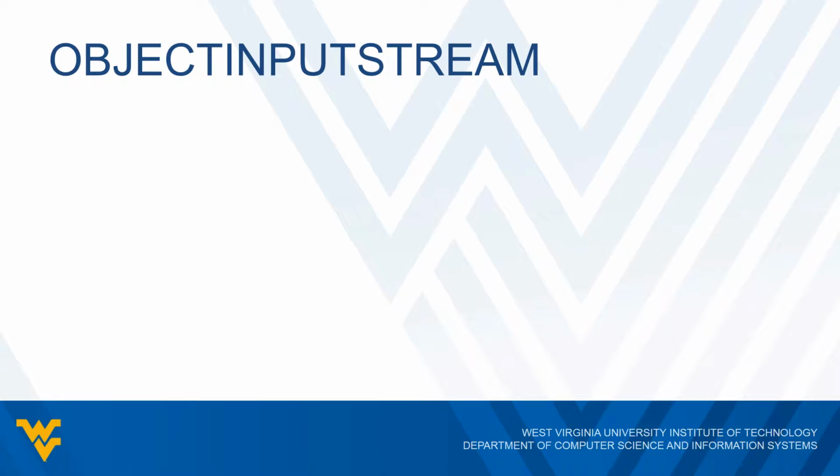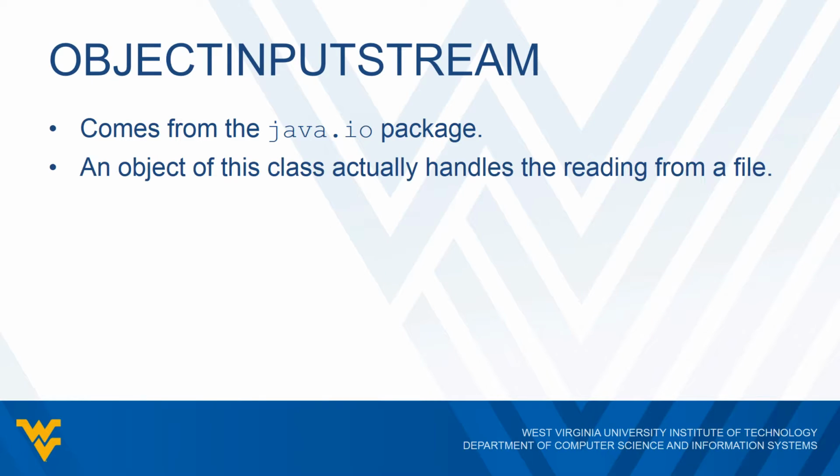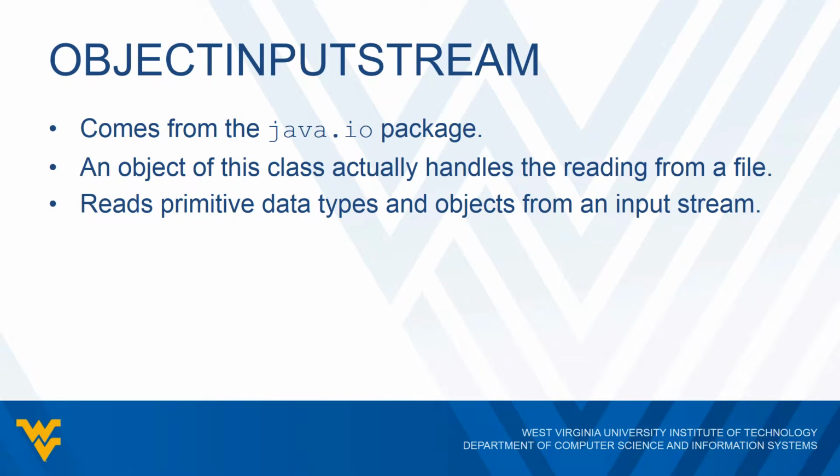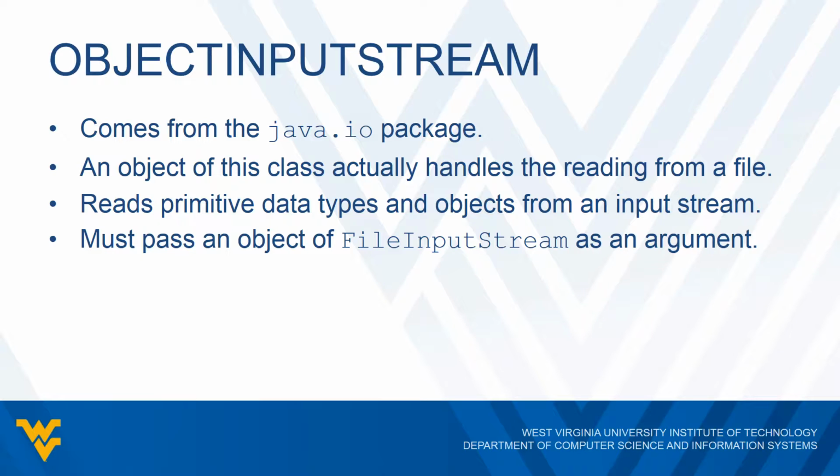So once again, this is just like the object output stream class, except we are going to be reading files instead of writing. So we need to get this from the java.io package, and an object of this class will take care of all the methods that involve reading stuff from a file. So this is going to read the primitive data types, it's going to read objects from some input stream, and then we can do all sorts of stuff with it. And we also need to pass an object of the file input stream class as an argument to make this work.